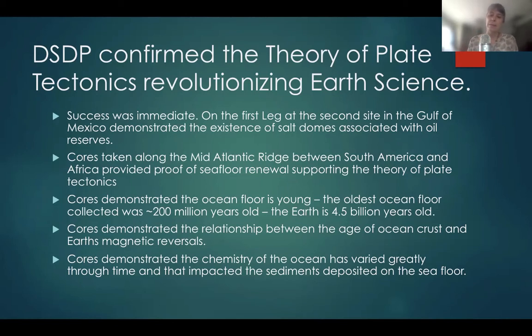And they began to show that the chemistry of the ocean has varied greatly through time. It's impacted the type of sediments that was deposited on the seafloor, and that was the result of changes in the tectonic position of continents and climate.